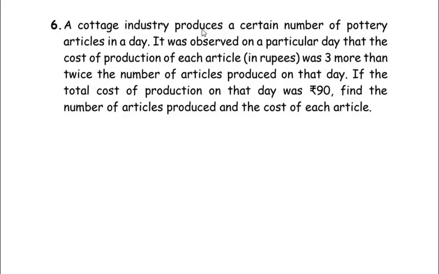A cottage industry produces a certain number of pottery articles in a day. It was observed on a particular day that the cost of production of each article in rupees was 3 more than twice the number of articles produced on that day. If the total cost of production on that day was rupees 90, find the number of articles produced and the cost of each article. So let us try to understand this question by writing the given data first.